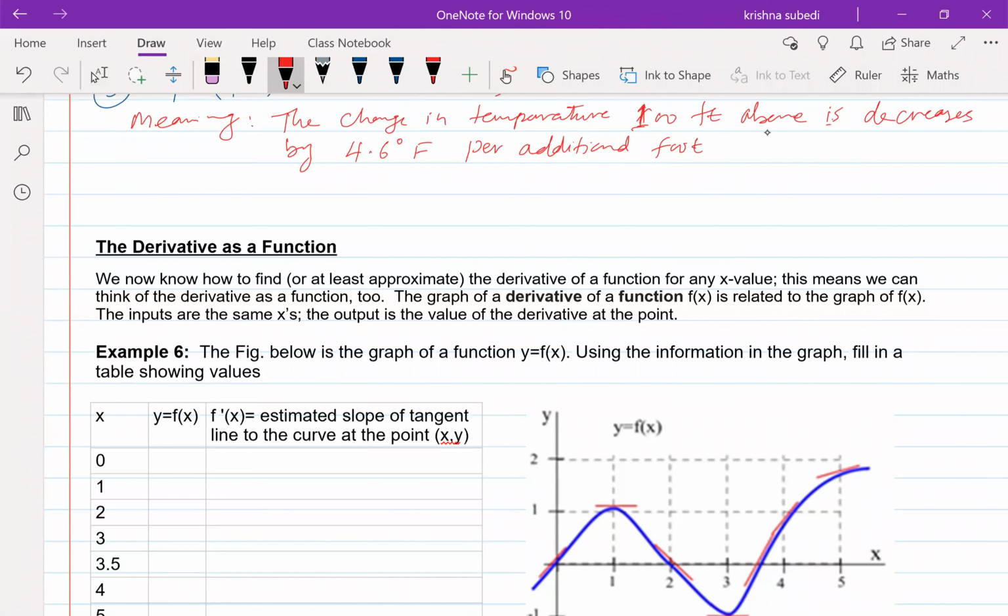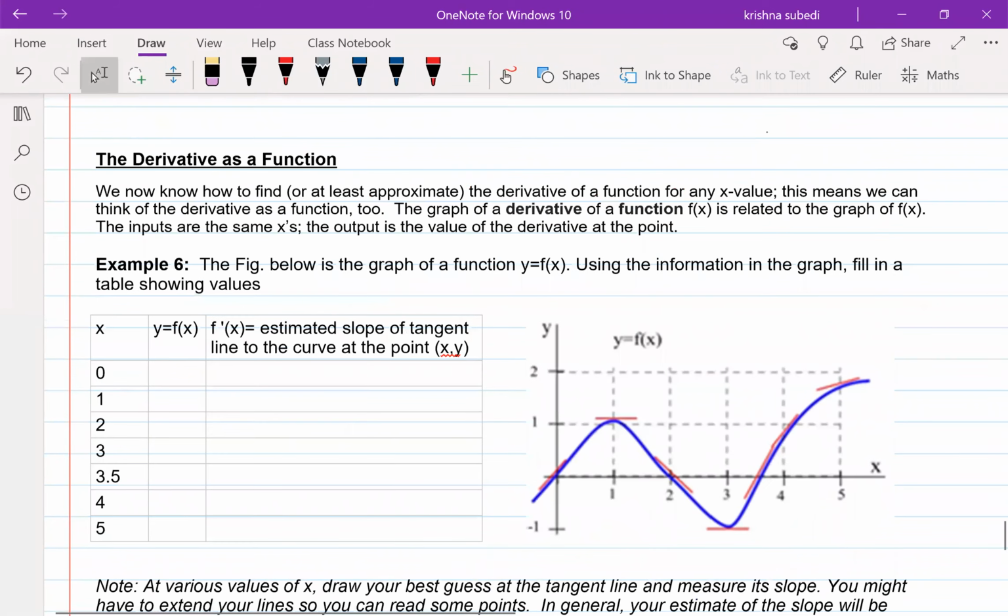Okay, so the derivative as a function. We now know how to find, or at least approximate, the derivative of a function for any x value. This means we can think of the derivative as a function too. So the graph of the derivative of a function f of x is related to the graph of f of x. And how are they related? Well, the input will be the same x, and the output is actually the derivative. So that means this will be x and f prime of x.